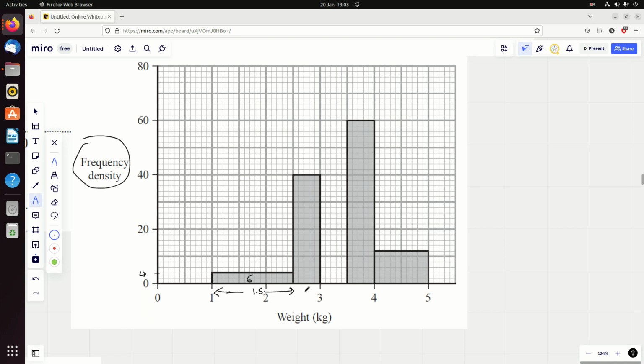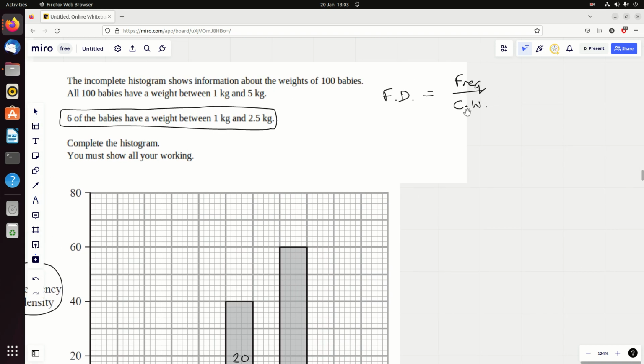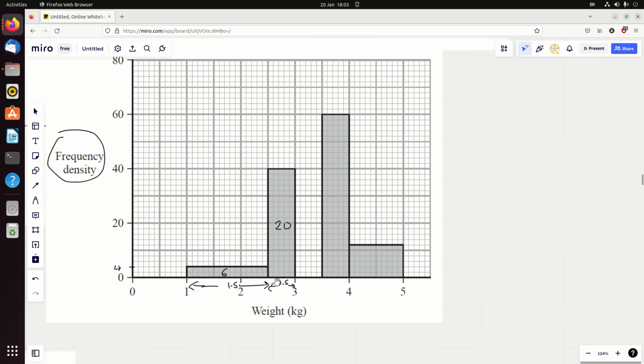So now we know how we can find out the other frequencies. This is 0.5, isn't it? Because we're going from 2.5 up to 3, times by 40, well, that's 20. The way you work out frequency is by doing frequency density times class width. In other words, the area of the rectangle represents frequency.